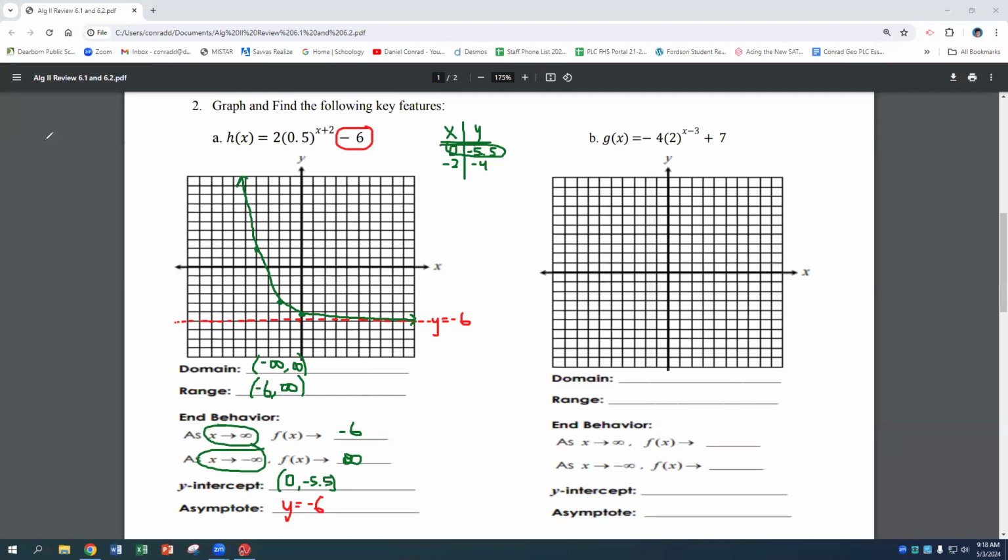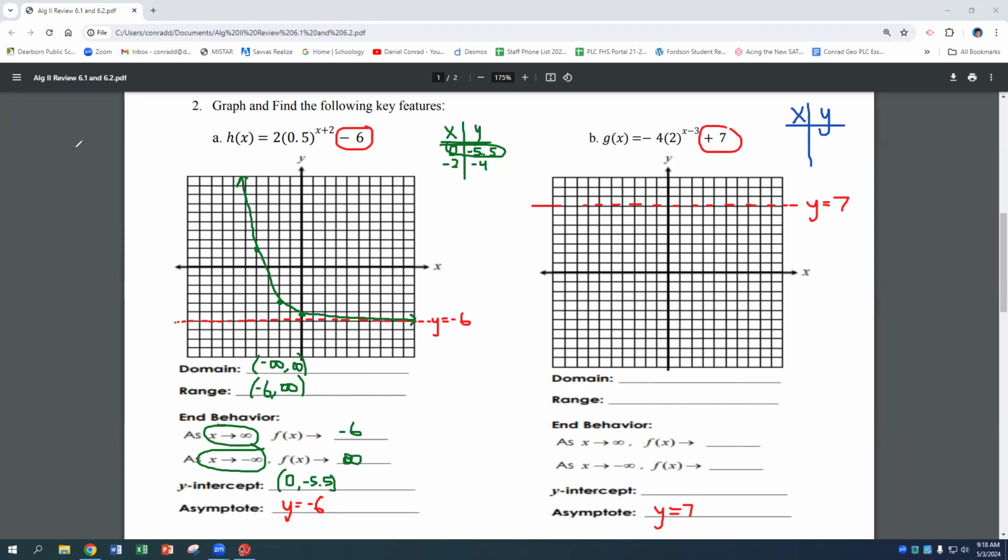All right, wonderful. Next one. +7, right? So that means our asymptote, 1, 2, 3, 4, 5, 6, 7, is right here at y equals 7, because our graph got shifted up 7 units. So my asymptote is y equals 7. Next step, I'm gonna make a little table, x, y.